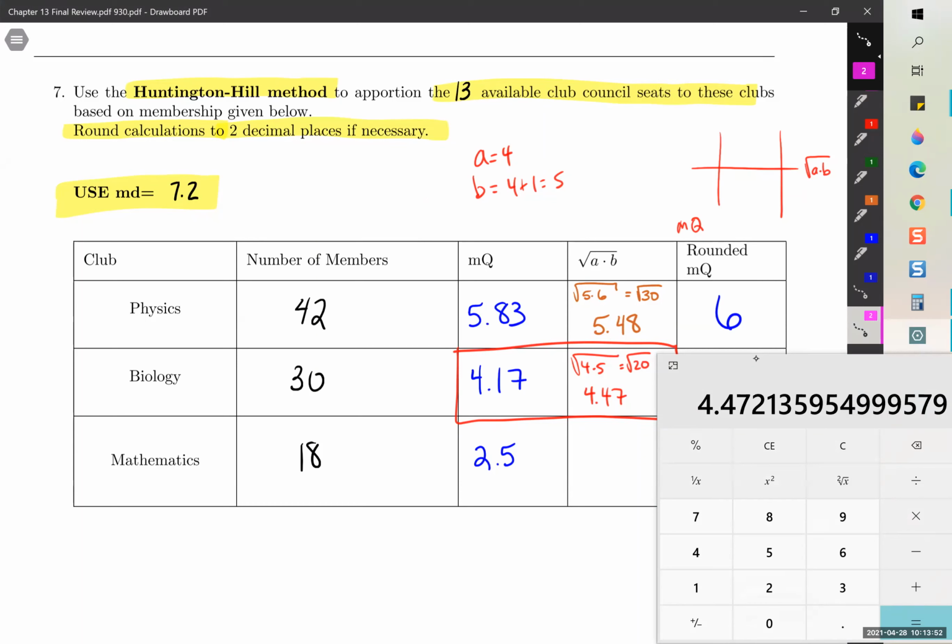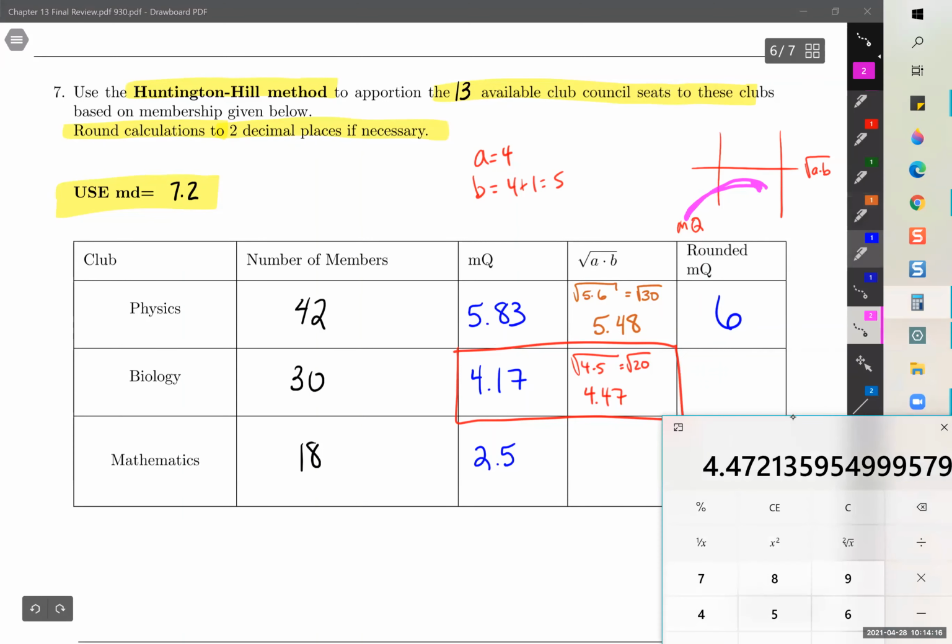So just by a show of hands, which do we think it is, 4 or 5? Correct, everyone so far? Good. 4.17 is smaller than the square root of AB, so here our MQ doesn't overcome the square root of AB. Since it's smaller, we're going to round down to 4. I'll give everybody a moment to calculate the last one if we haven't done so already.